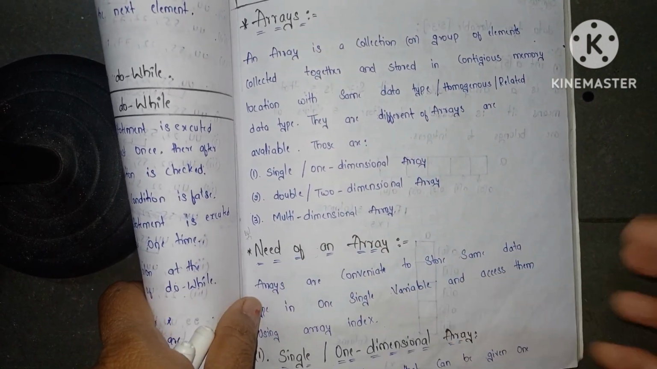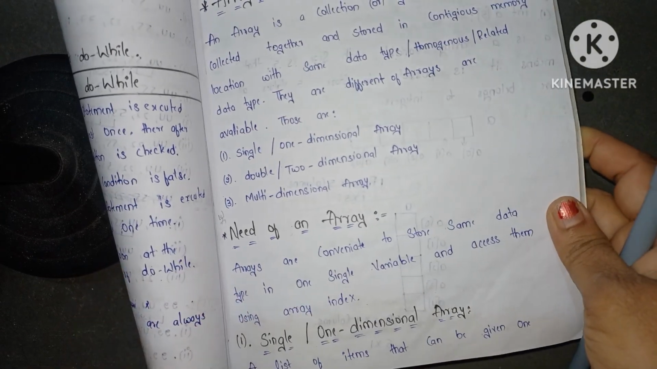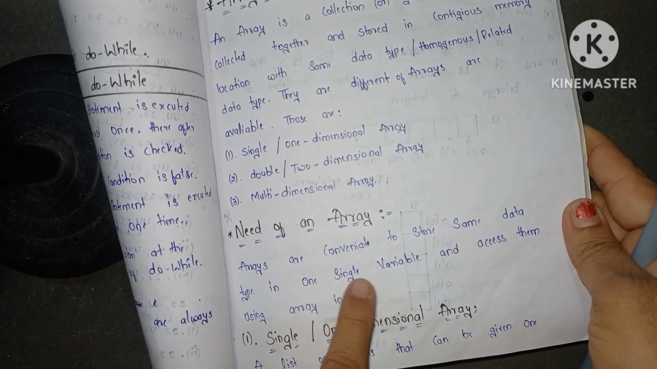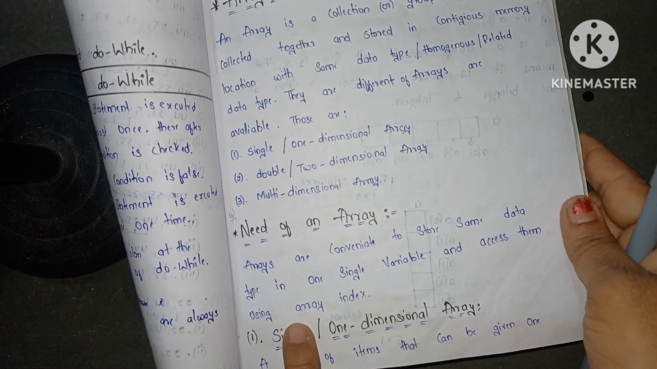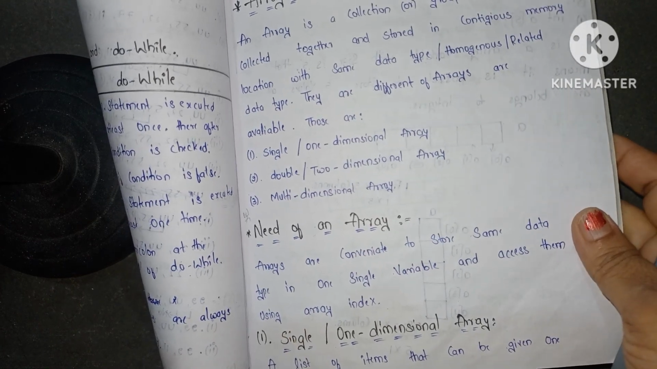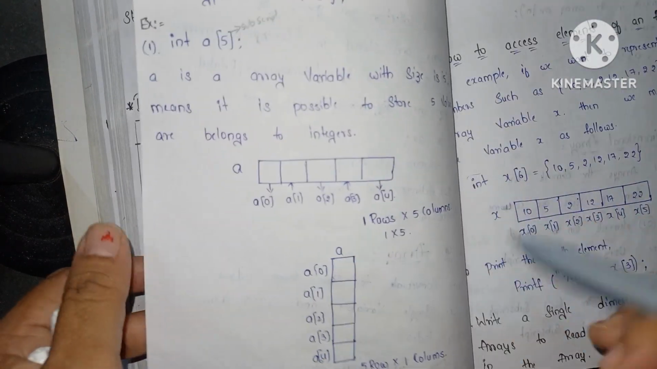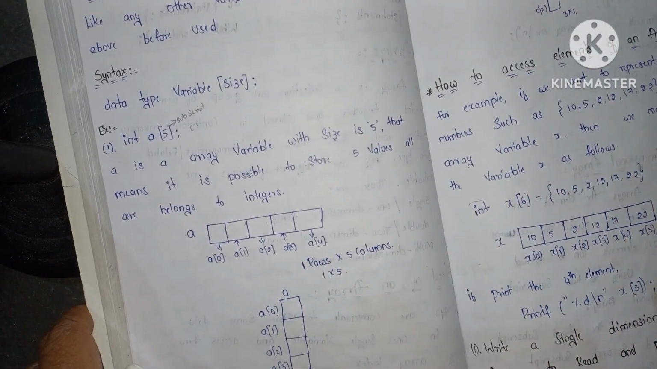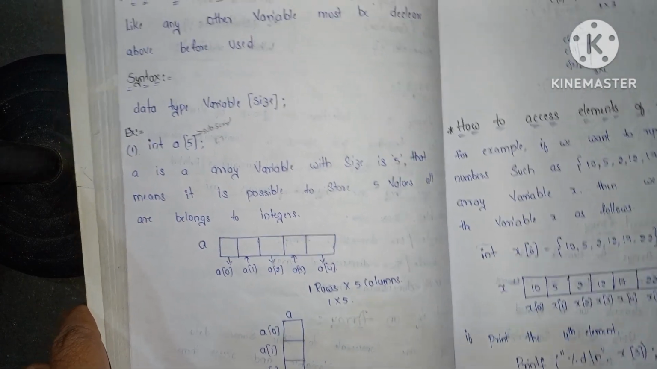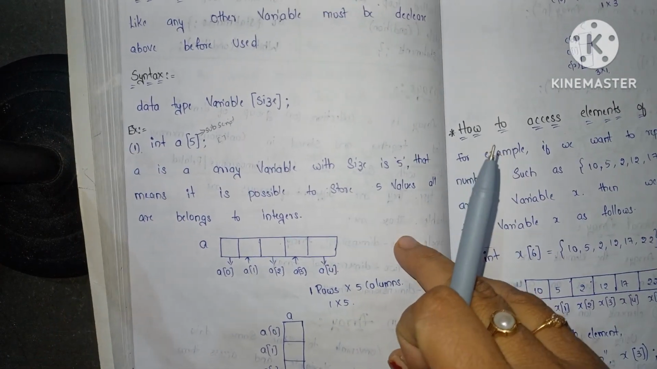What is the need of an array? Arrays are convenient to store the same data type. Same data type elements stored in one proper place is called an array. What are the different types of array? There are two different types of arrays: one is the single dimensional array, the second one is the double dimensional array.